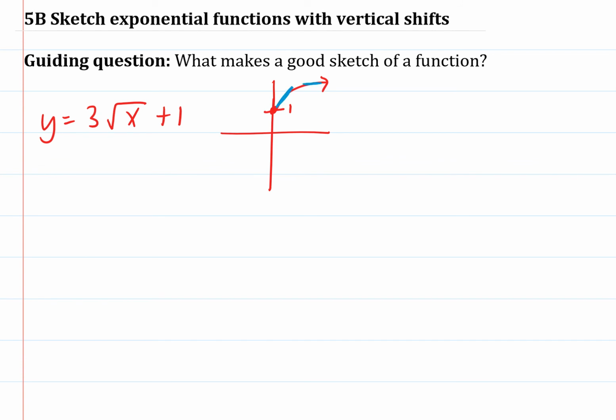It's going up all the time, but the rate at which it's going up is going down. And we can see that from the vertex, it has domain 0 to infinity and range 1 to infinity. We can tell which x and y values are coming into play here.